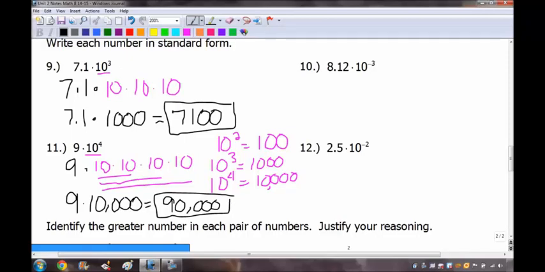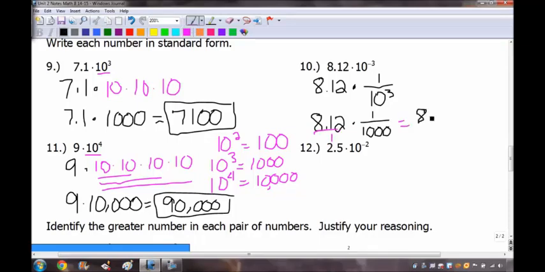Now let's look at number 10. Number 10 is a little bit trickier. In number 10, you have 8.12 times 10 to the negative third power. But remember, when you have a negative exponent, it means you have to do the reciprocal. So it's really 1 over 10 to the third power. Then I end up getting 8.12 times 1 over 1,000. I can technically put this over 1 so I can multiply my fractions together, so I end up getting 8.12 over 1,000.